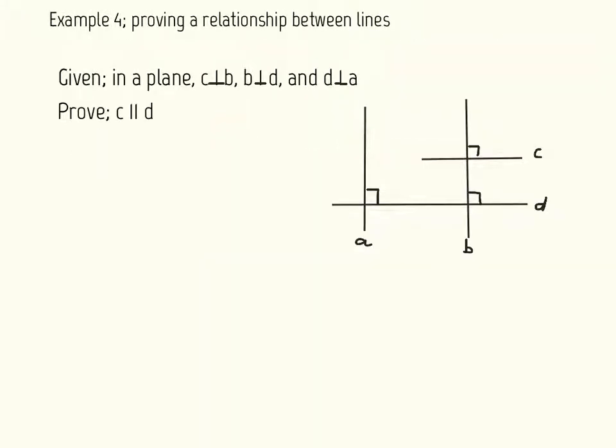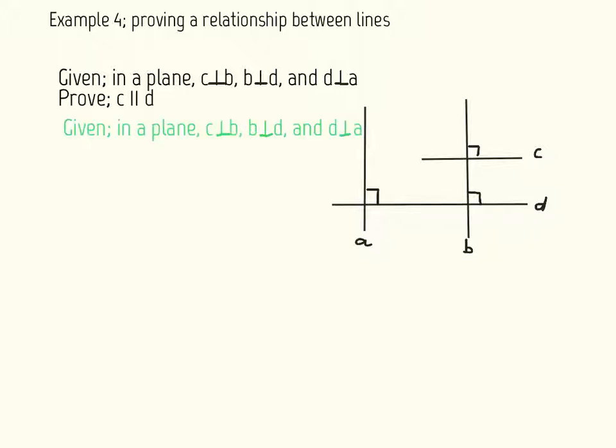Example 4, proving the relationship between lines. Given a plane, C is perpendicular to B, B is perpendicular to D, and D is perpendicular to A, as our picture shows. We want to prove that C is parallel to D. So what we're going to do here is write down what we're given. This is actually a very short proof. Start with what we're given. So we're going to rewrite our given. In a plane, C is perpendicular to B, B is perpendicular to D, and D is perpendicular to A.